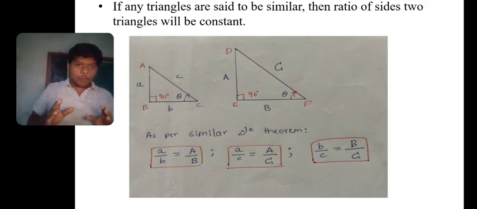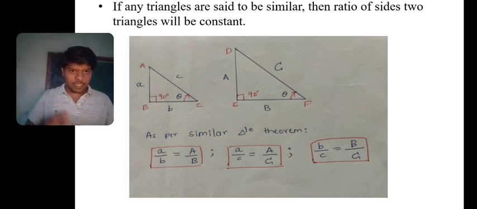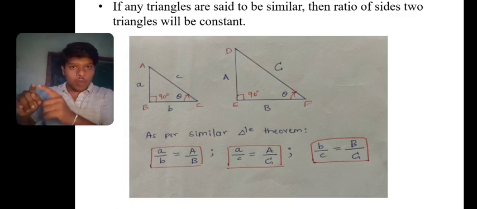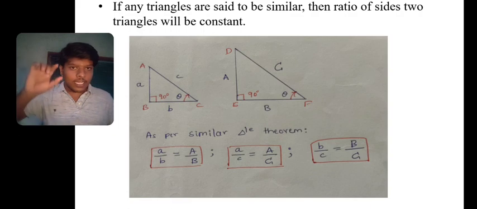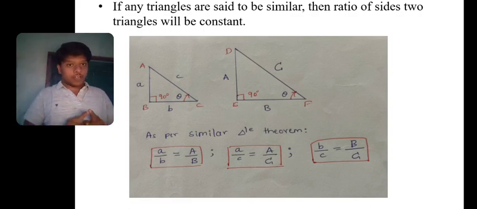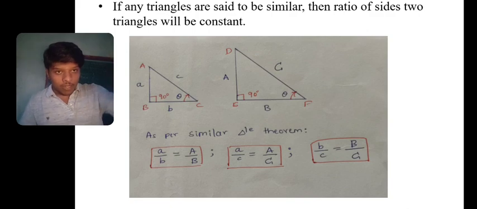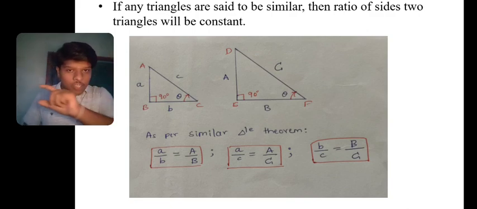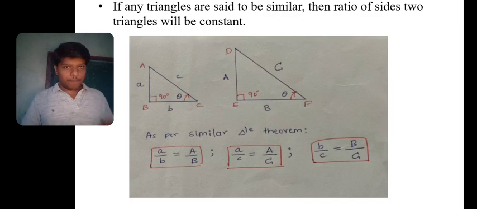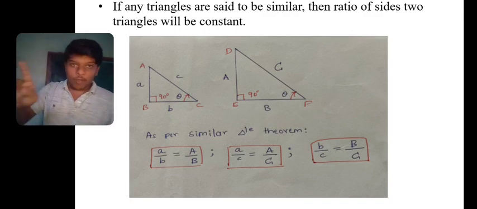Okay, suppose in triangle ABC, I take a ratio small a divided by small b. Now this ratio should be equal to, see, now concentrate on triangle DEF. Corresponding means a divided by b. This ratio should be equal to that corresponding small a by b.